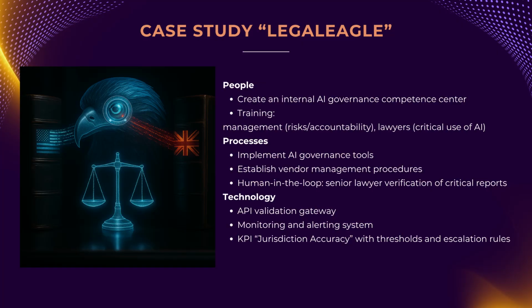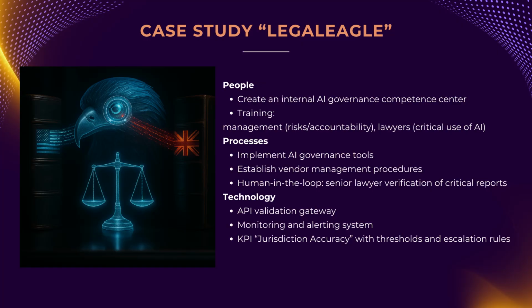We will structure it using our key framework and begin with the most important element, people, because it was the lack of accountable, competent people that was the primary cause. Technologies and processes are lifeless without accountable people. We recommend creating an internal team or role within the law firm responsible for AI governance. These people will own all subsequent processes and technologies. We also conduct training for all stakeholders, for leadership, on AI risks and accountability, for lawyers, on the proper use of AI tools.